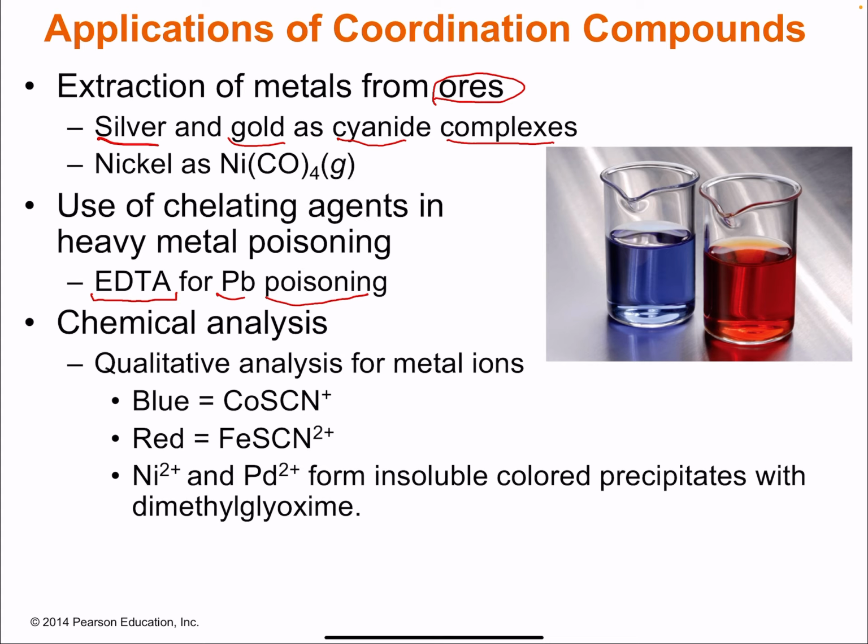The other application is chemical analysis, and you can see that the color of the complexes can be different. So if you form a color by combining a metal ion with a particular ligand and you get a particular color, you can now analyze the level of the compound. And we're going to do that in the lab too. For example, the cobalt thiocyanate complex is blue. In this case, the iron thiocyanate is red.